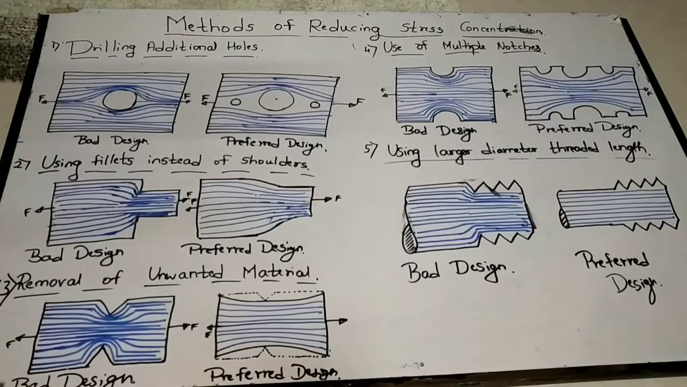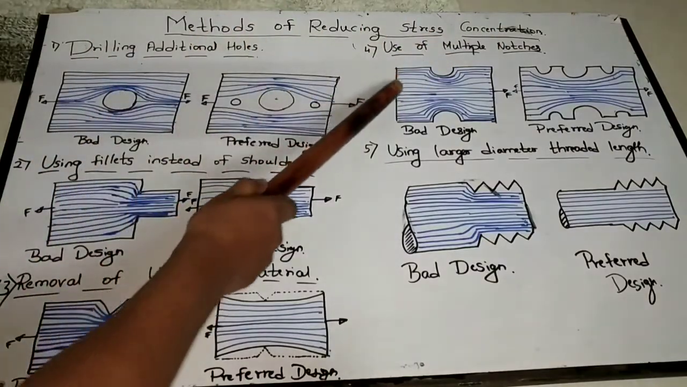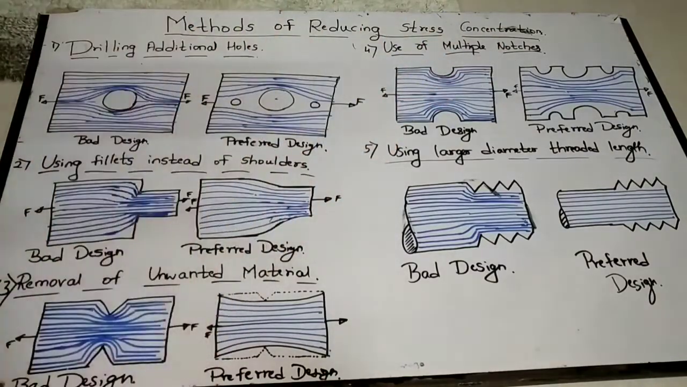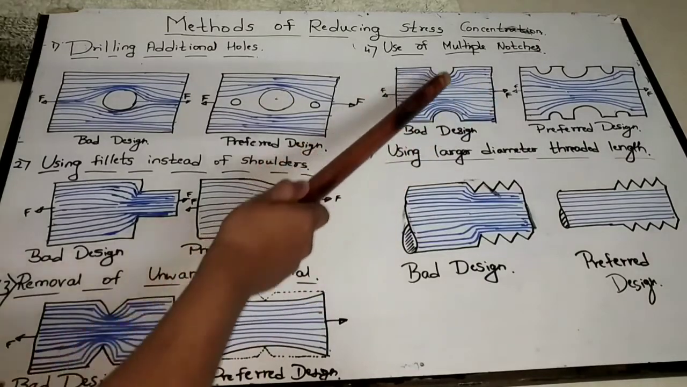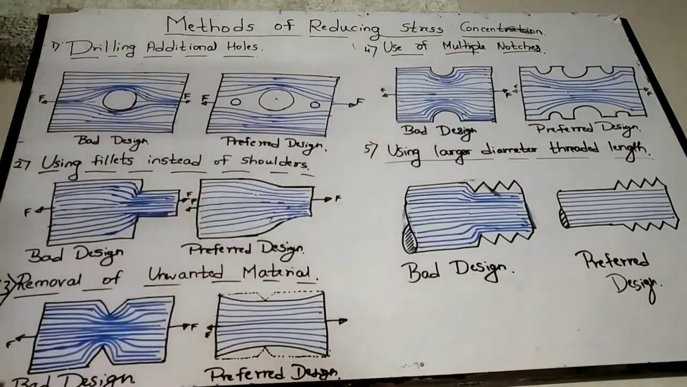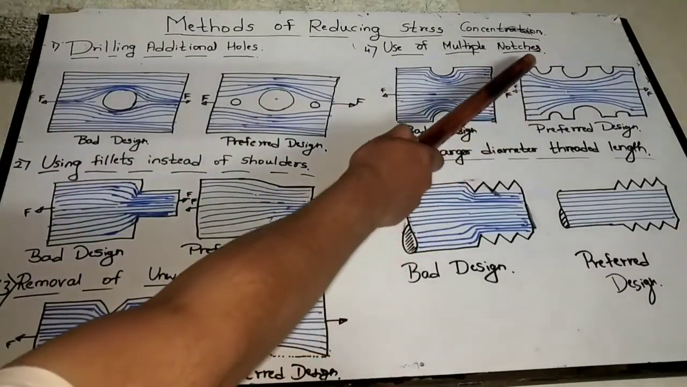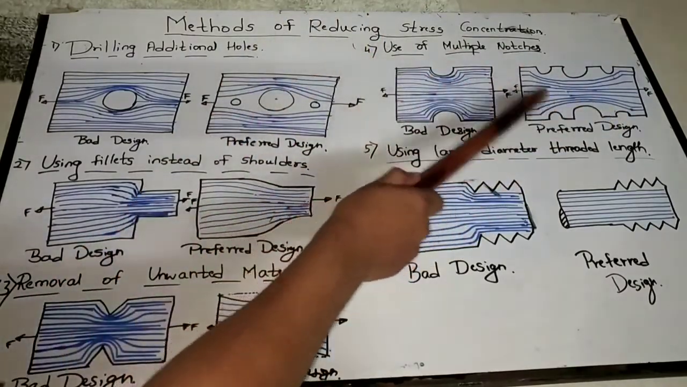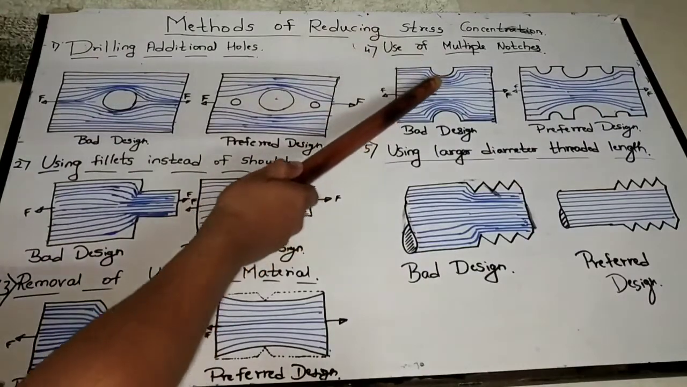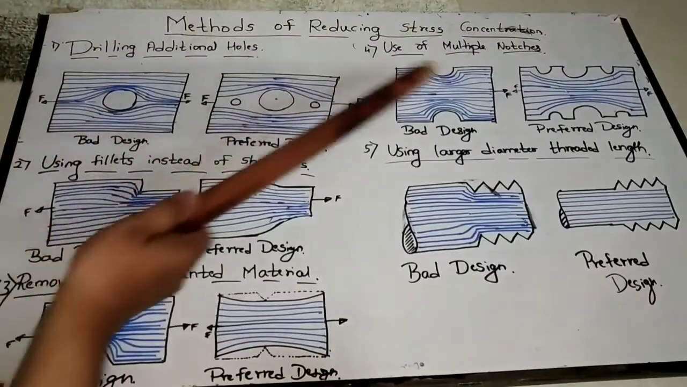Now the fourth method, that is use of multiple notches. In this case there is one groove or one notch. Here the multiple notches have been used. You can observe here and compare both the models. Here you can observe how the stress concentration is, and there how the stress pattern is.